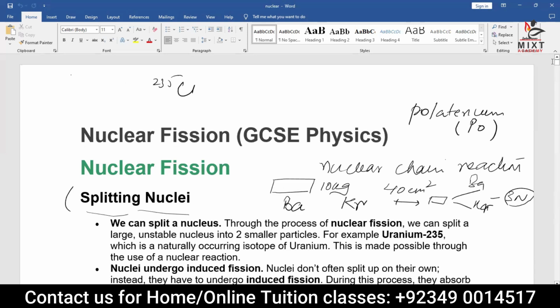Now put a heading, nuclear fission reaction. It is written GCSE. Don't worry about this. This is not related to that. Definitely there will be something extra in that. It's just written there.